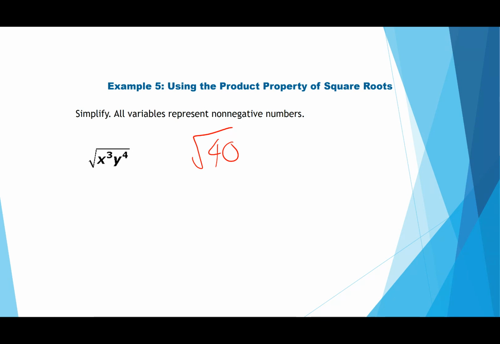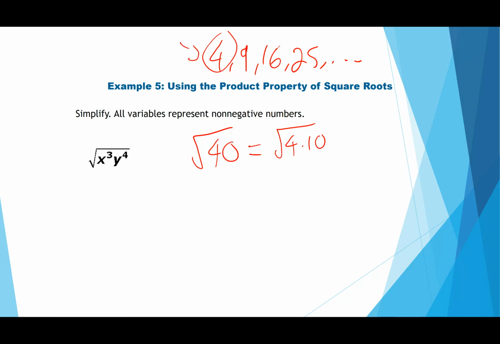All right, so 40 is not a perfect square. We know that. But our goal is to think of a perfect square that divides into 40. So remember, perfect squares: 4, 9, 16, 25, etc. Which of these will divide into 40? The biggest one, preferably. In that case, it's 4 again, right? 40 is the same as 4 times 10. So 4 is the number we chose that will divide into 40, and 10 is what multiplies with the 4 to equal 40. So you separate those out: square root of 4 times the square root of 10.